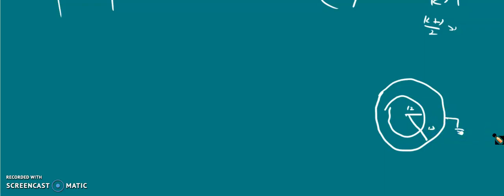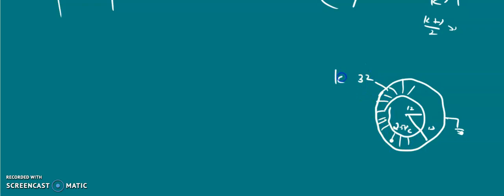And the inner sphere is given a charge of plus 2.5 microcoulomb. The space between the concentric spheres is filled with a liquid of dielectric constant 32. So this space is filled with a liquid of dielectric constant 32.